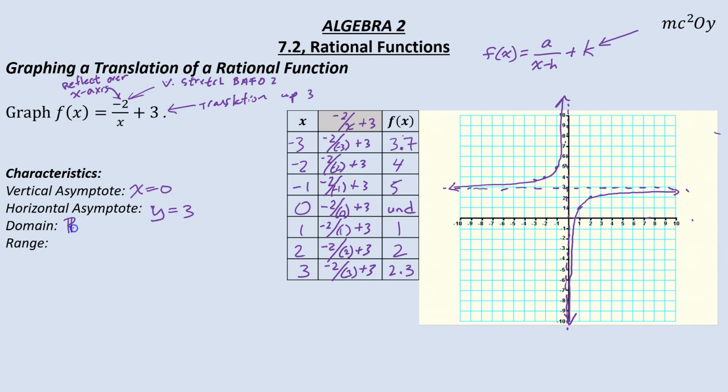Domain, all real numbers except, well, domain is x, so x can't equal 0, so all real numbers except x = 0. Range is now all real numbers except y = it's no longer 0, it's 3.